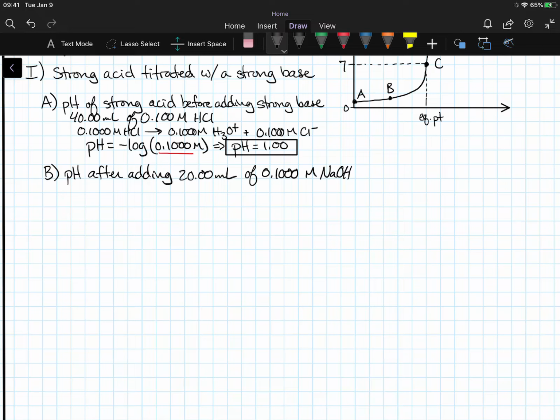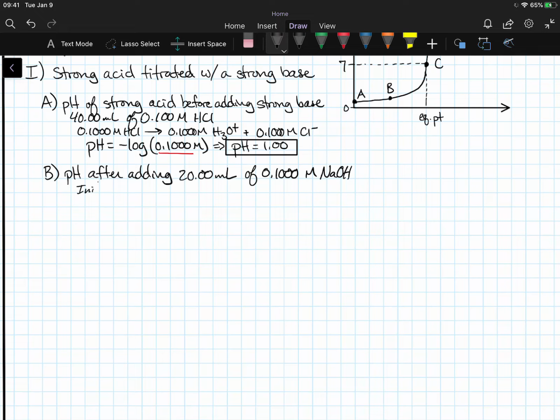So we need to find the number of moles of hydroxide added and the number of moles of H3O+ that were there. The reason we're switching to moles instead of concentration is that we've just added 20 milliliters to a 40 milliliter solution, so we're changing the volume. These things are getting slowly diluted as we go through this titration. So we need to figure out how many moles we had of each.